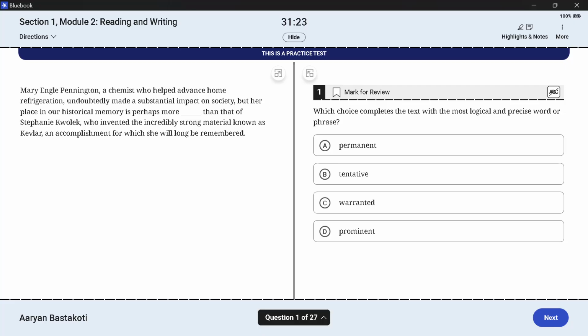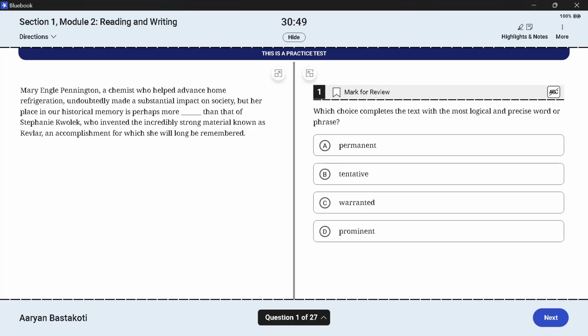Okay, it seems like her place is less relevant than the second person we're talking about. So prominent, meaning important, is not the right answer. Permanent, again a positive theme. Tentative seems like an estimation. Warranted, I do not know the meaning, but prominent can't be the right answer since her place in history is more prominent, more important.